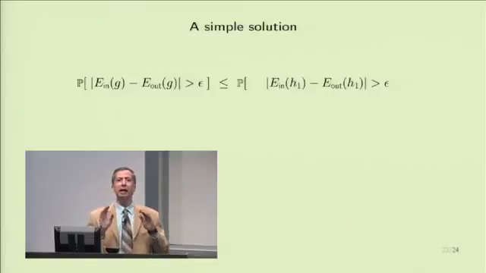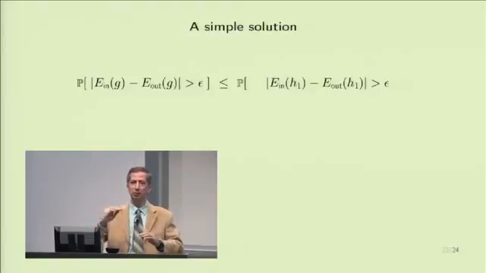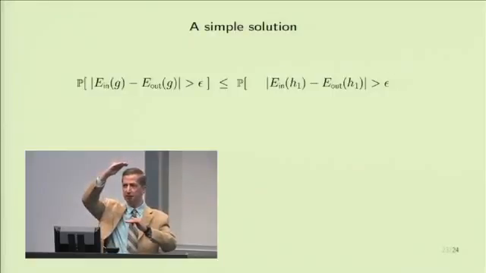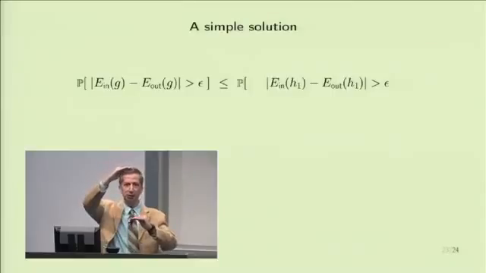Okay, I have M hypotheses, capital M hypotheses. H1, H2, H3, HM. That's my entire learning model. That's the hypothesis set that I have. Finite, as I said, I would assume.